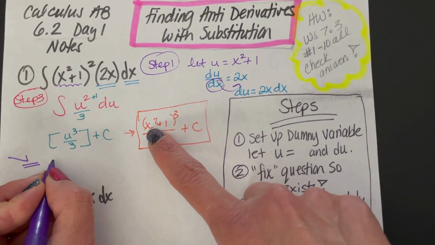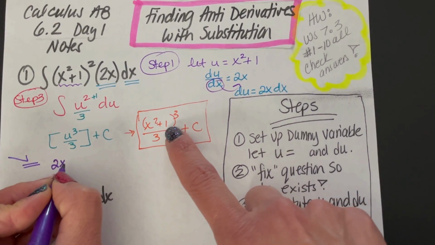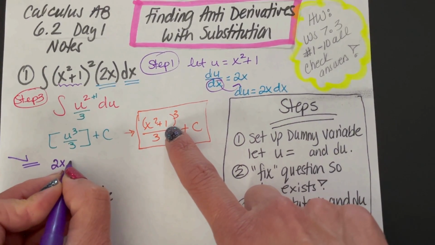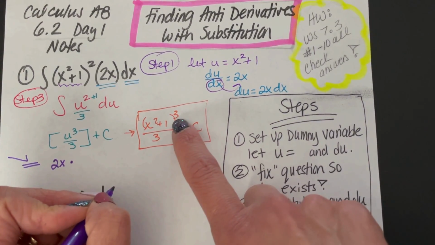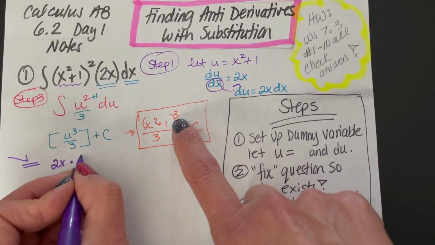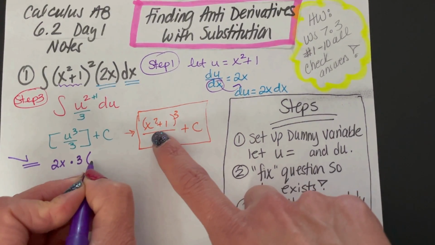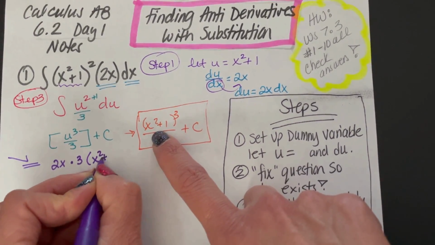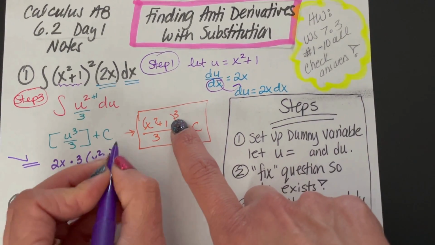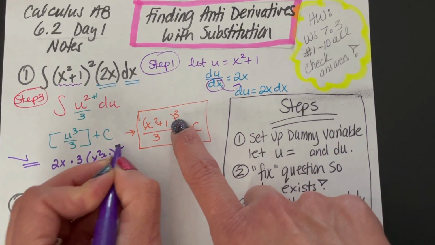The derivative of x squared is 2x. The derivative of 1 is just 0, so 2x times. Now the derivative overall, I've got to bring the 3 down, and then times the quantity on the inside doesn't change. And then we have to take this down 1. 3 minus 1 is a 2.